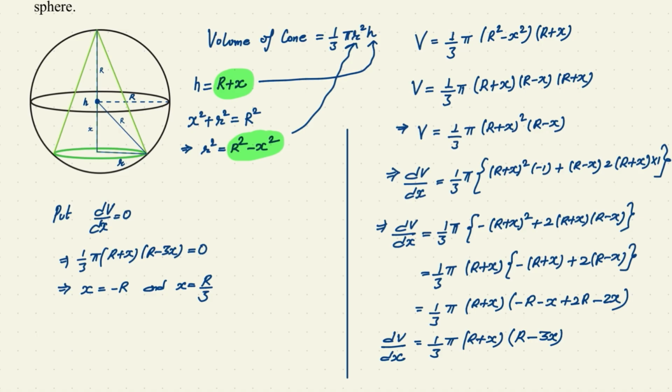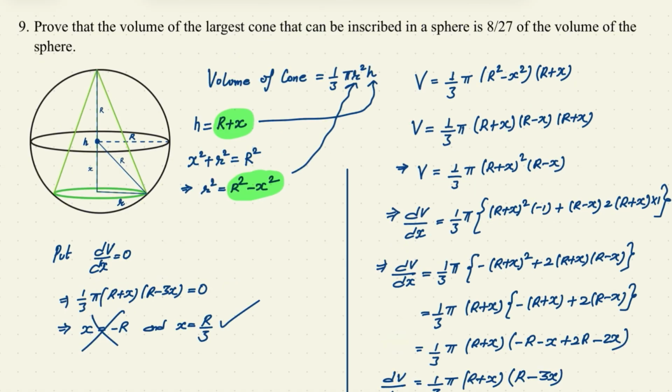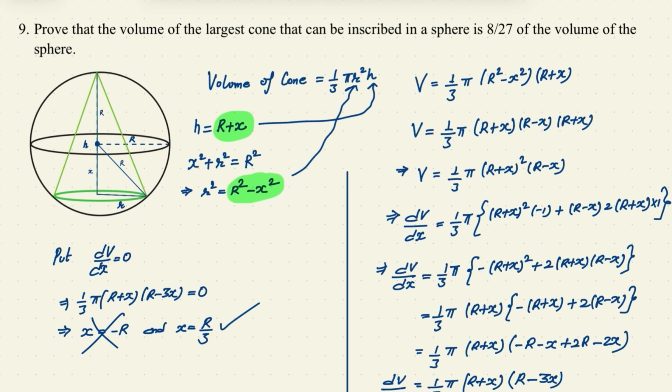And obviously we will not consider this −r because length cannot be negative. That means x = r/3 is the critical point, and this could be the point of local minimum or local maximum. But since the question was asking to maximize the volume of the cone, this x = r/3 is the point of local maximum only. You can check by double differentiating the given function and putting x = r/3 there also. But I am not doing so because now I know that the volume of the cone will be maximum when x = r/3.